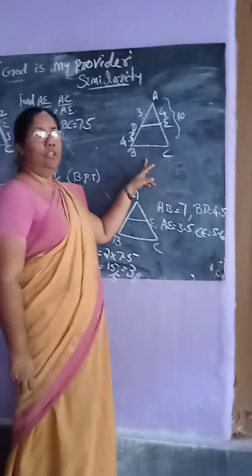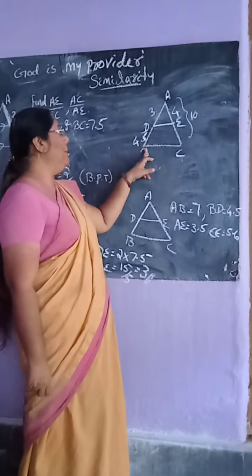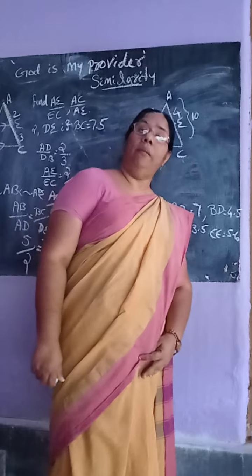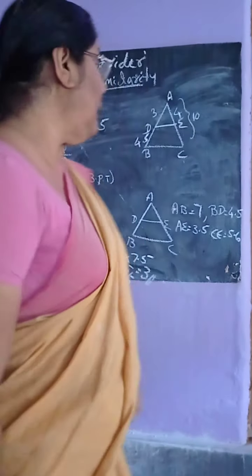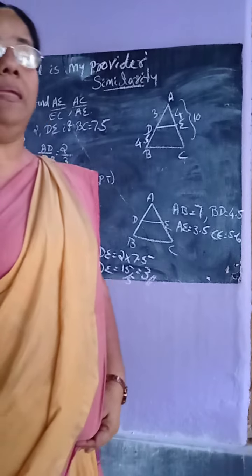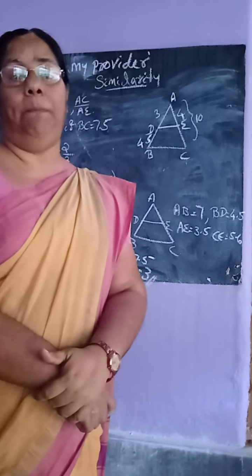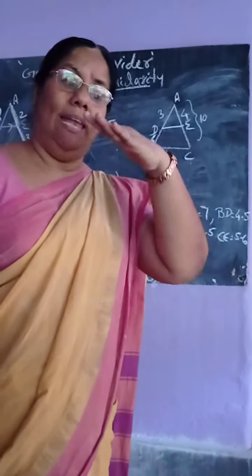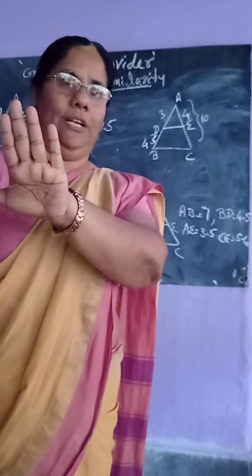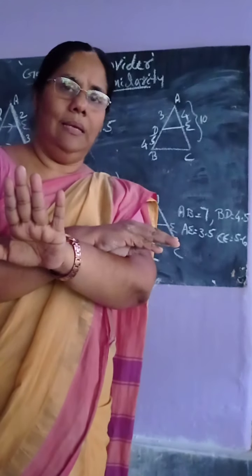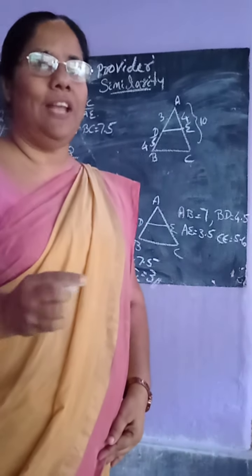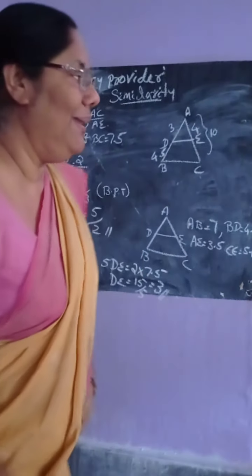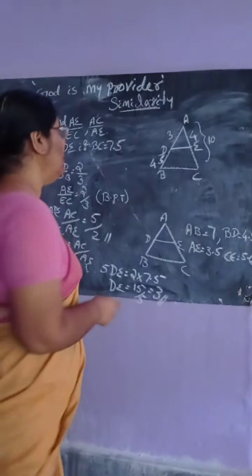Copy the question from the board. AD, DB, AE and AC given. Our aim is to check whether BC is parallel to DE. Can you say the converse of that BPT, or the reverse of BPT? BPT says if two lines are parallel, the sides are proportional. Then can you say the reverse? If the sides are proportional, the lines are parallel. Our aim is to prove the reverse or converse of BPT.